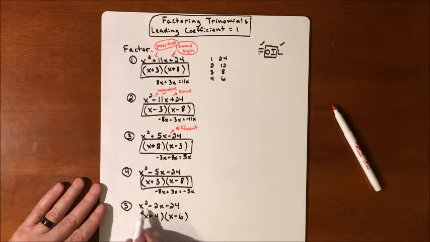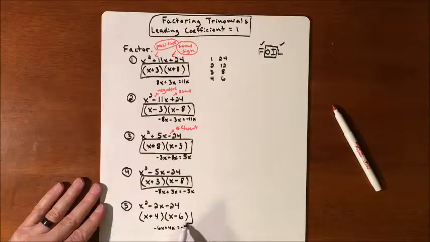So first times first gives us our x squared. Our outsides give us a negative 6x. Our insides give us a positive 4x, which makes negative 2x. And our last times our last makes negative 24. Great.